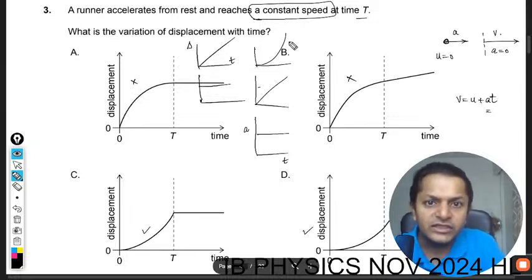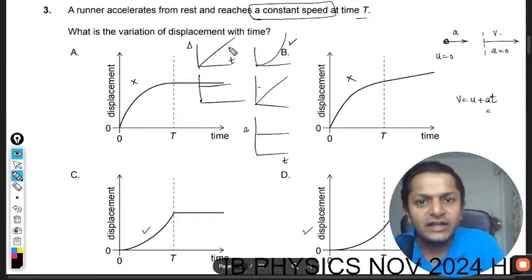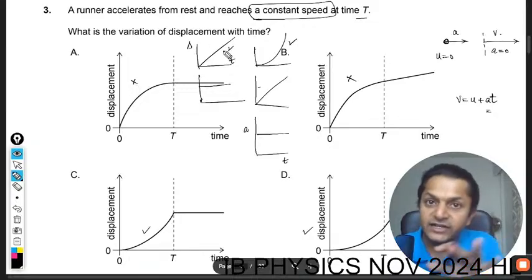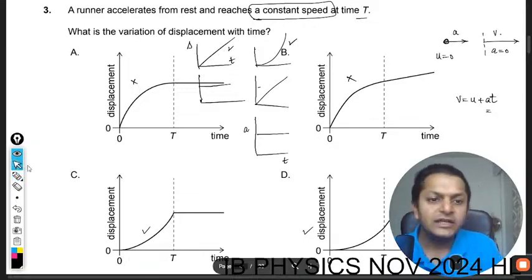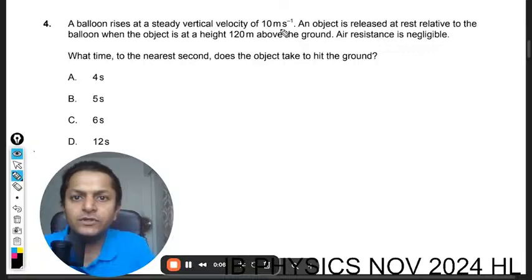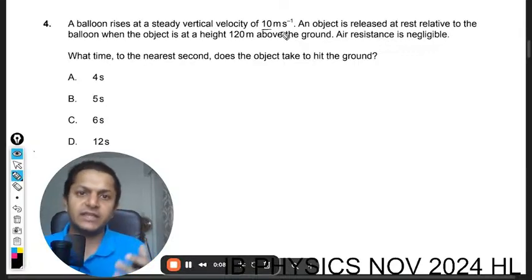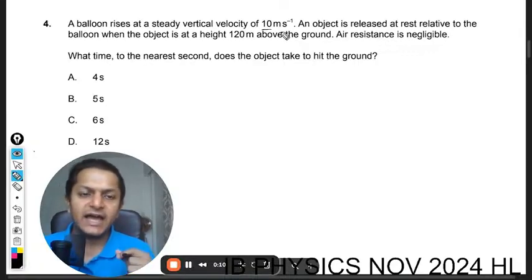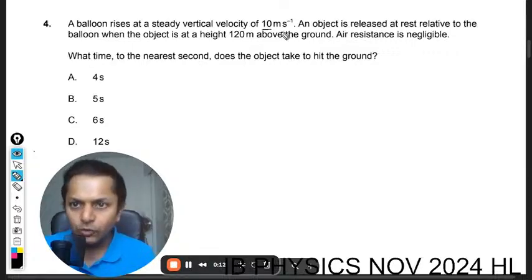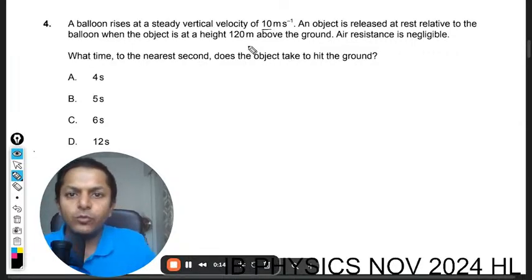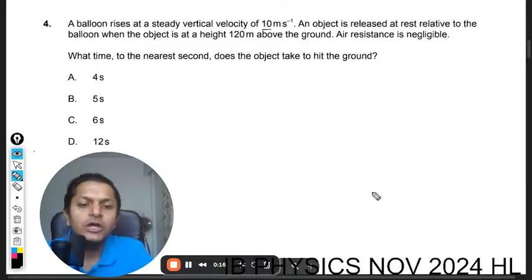So first of all, the displacement is like this. After that, the displacement becomes like this. These are the two variations. So clearly D is at a steady vertical velocity of 10 meter per second. An object is released at rest relative to the balloon when the object is at the height of 120 meter above the ground. So the picture is something like this.